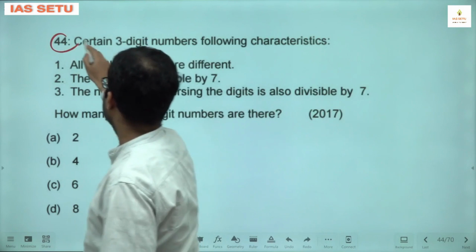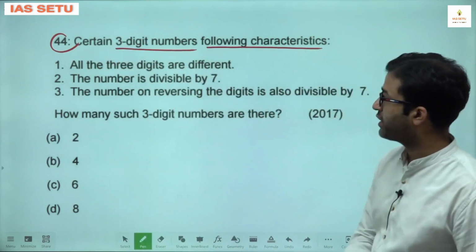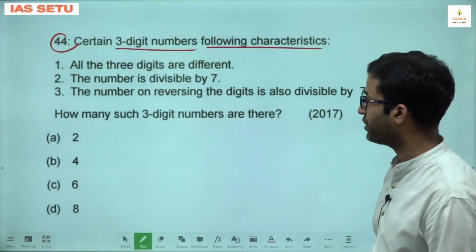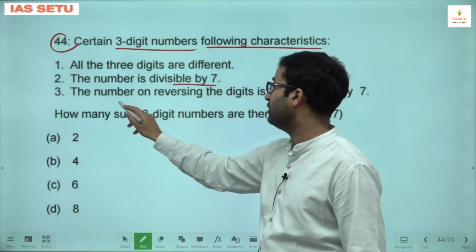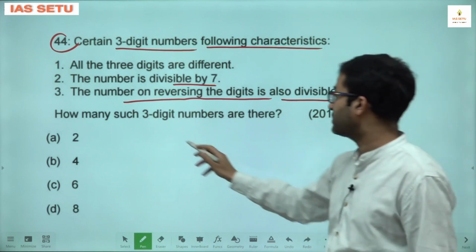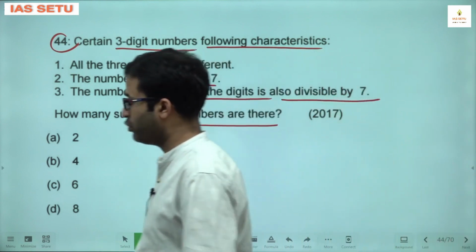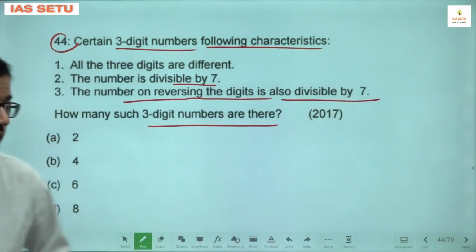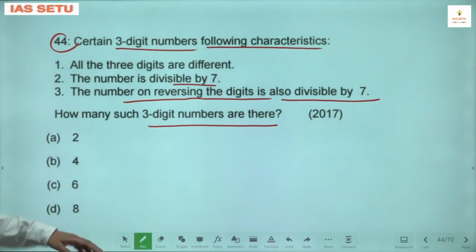Question number 44: a certain 3-digit number has the following characteristics: all the 3 digits are different, the number is divisible by 7, and the number on reversing the digits is also divisible by 7. How many such 3-digit numbers are there? 2, 4, 6, 8. It was one of the difficult questions asked. There is no other way, you have to check. So it is one of the difficult questions actually.